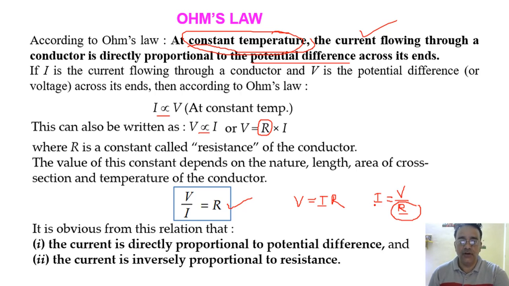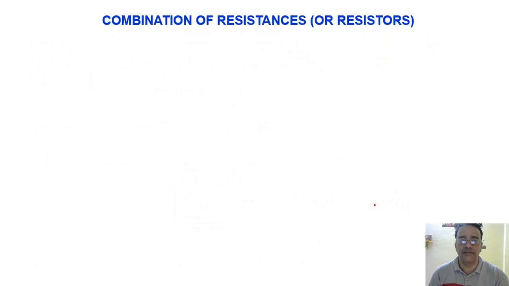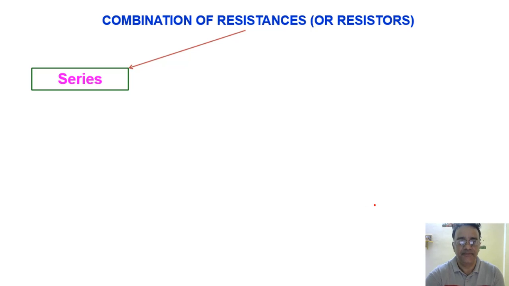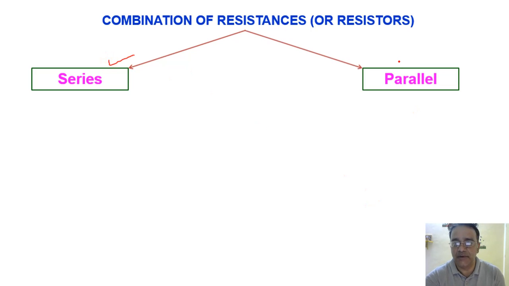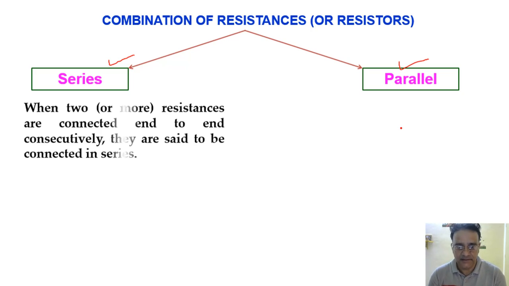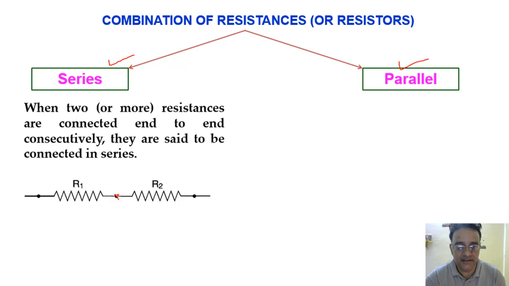Now let us move towards the combination of resistance. There are two combinations of resistance: one is series and another is parallel. Series means when two or more resistances are connected end to end, consecutively, then they are said to be connected in series. See, one end is connected to the other end, and if at this end one more resistance is connected, we will say that these three resistances are connected in series.